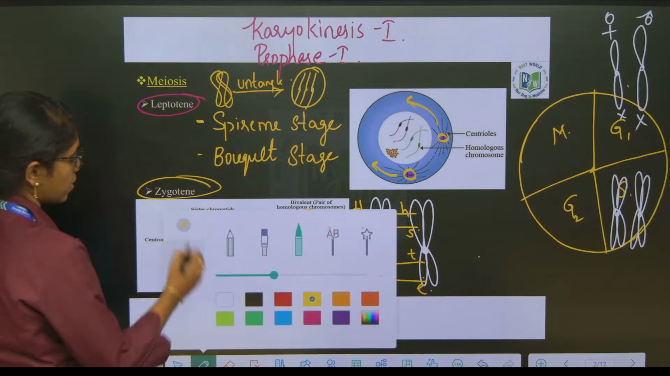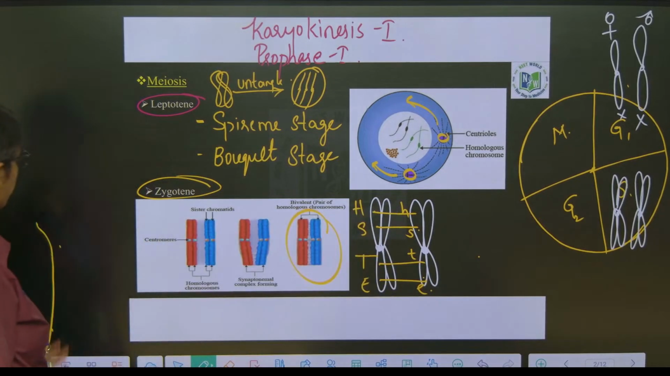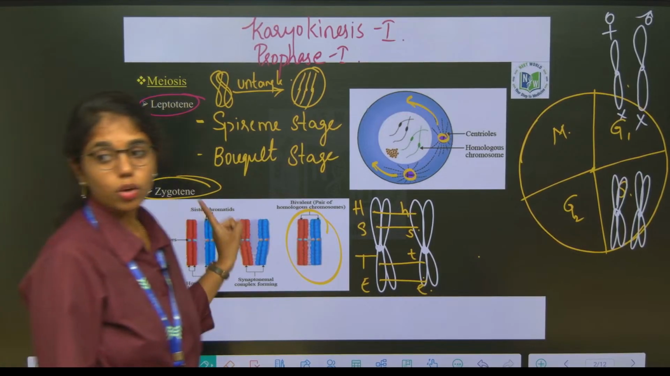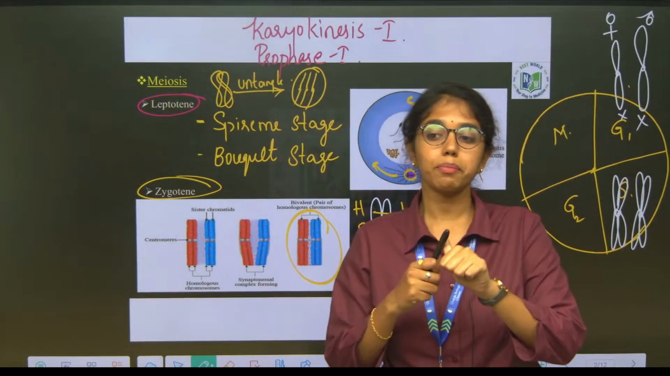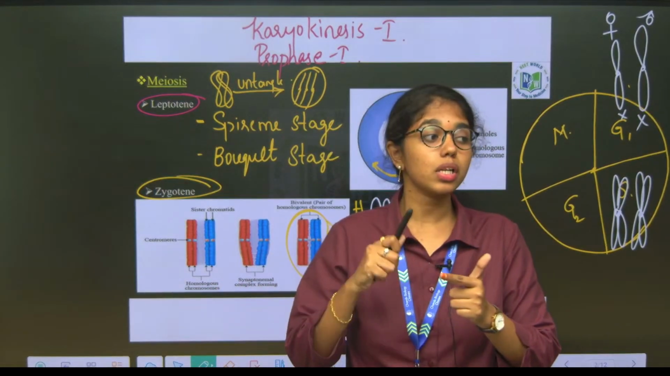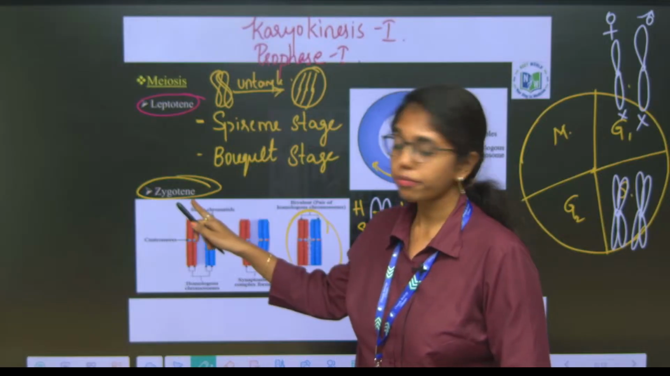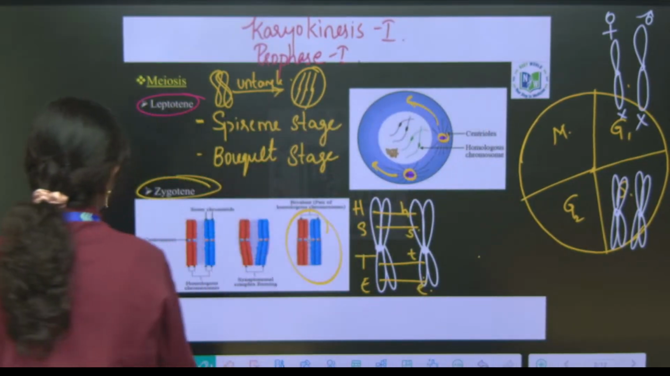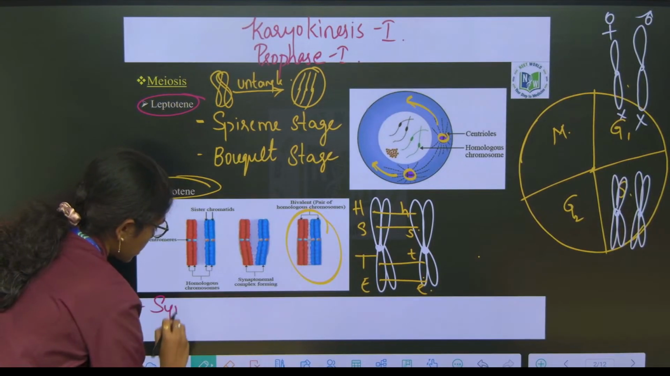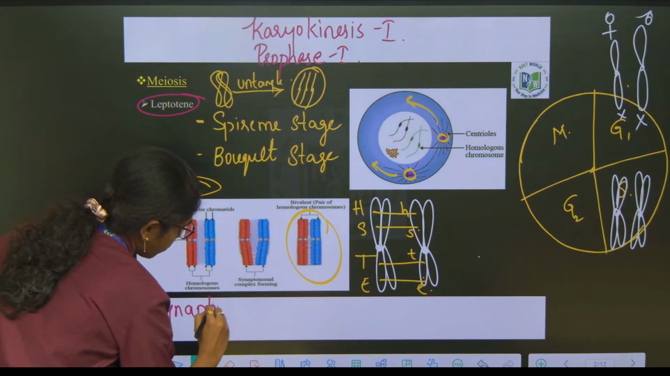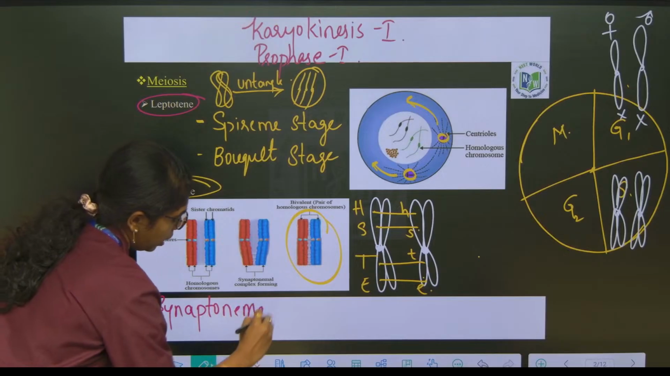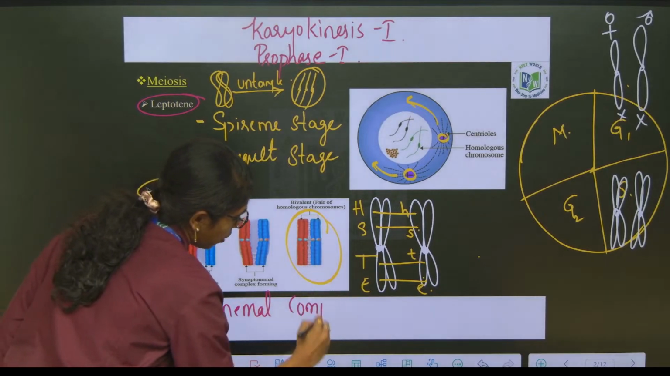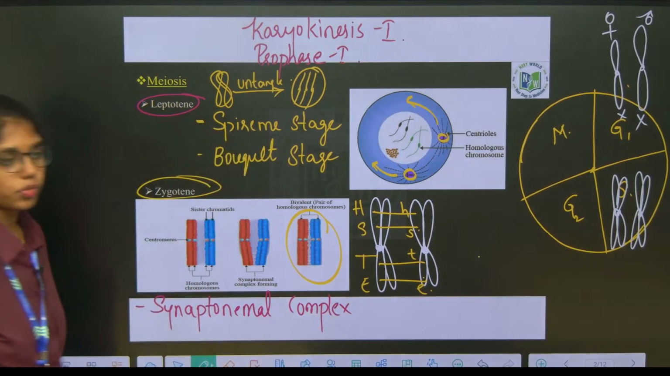Synaptonemal complex. So, synaptonemal complex formation takes place in which stage of prophase 1? Zygote. The moment you listen synaptonemal complex, the moment you listen homologous chromosomes, you have to go for the substage, that is zygote. Okay. So, here it is what? Synaptonemal complex formation happens.